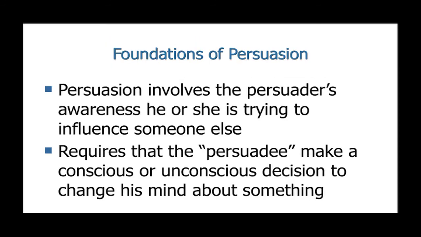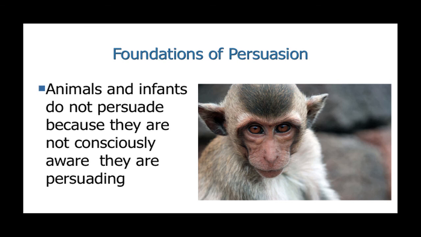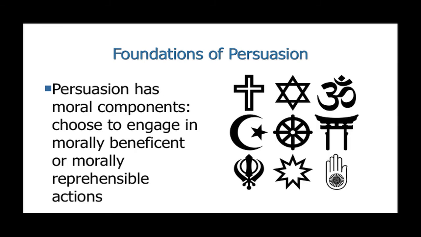Persuasion involves the persuader's awareness that he or she is trying to influence someone else and requires the persuadee to make a conscious or unconscious decision to change his or her mind about something. Animals and infants can't persuade by our definition because they are not consciously aware that they're persuading. Persuasion has moral components. We choose to engage in morally beneficent and morally reprehensible actions.